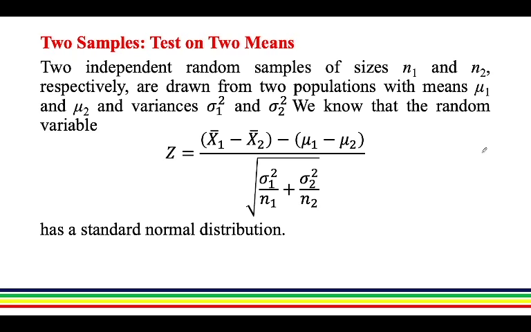For the z, it is x bar 1 minus x bar 2 minus mu1 minus mu2, divided by the square root of sigma squared 1 over n1 plus sigma squared 2 over n2. Take note that the sigma here are the variances of samples 1 and 2. And of course, these are all assumed to have a standard normal distribution.